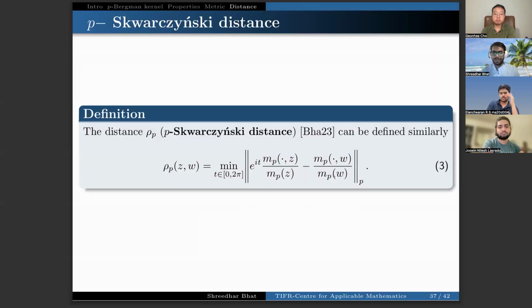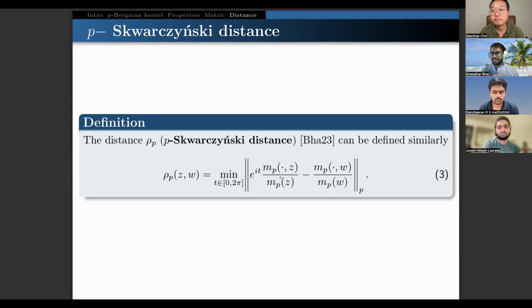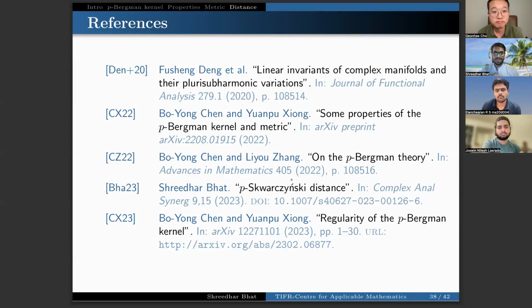So this is what I had defined and looked at the properties of. I just thought I'd mention this because it also came up as some function of Calabi distance earlier in this talk. So these are some of the references. Mainly these three are where all these properties are.